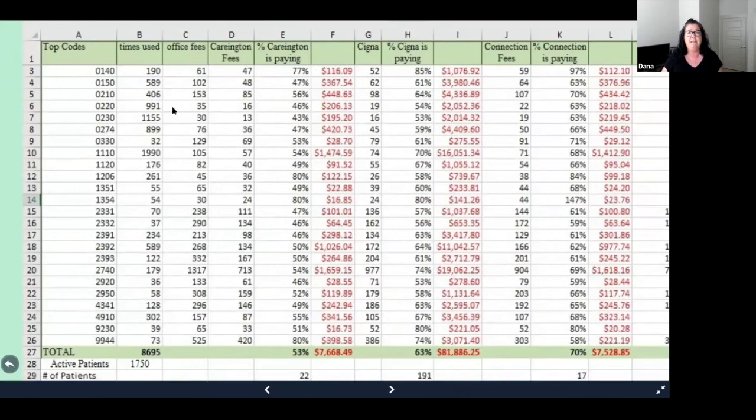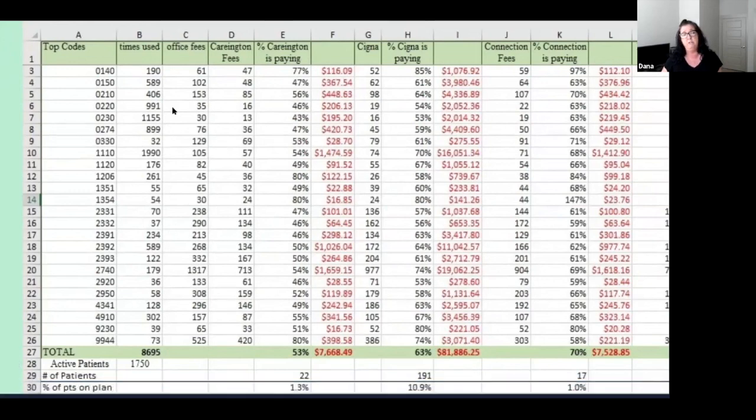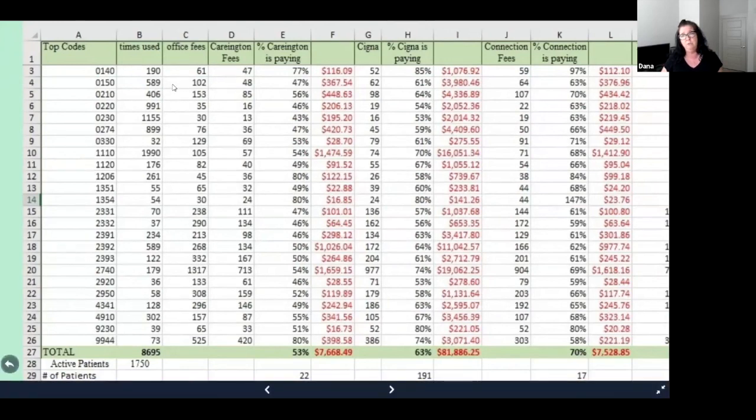Now, it sounds like Dental Intel can do a lot of this for you, Kelly, right? So you can get this information. What's that, Kelly?